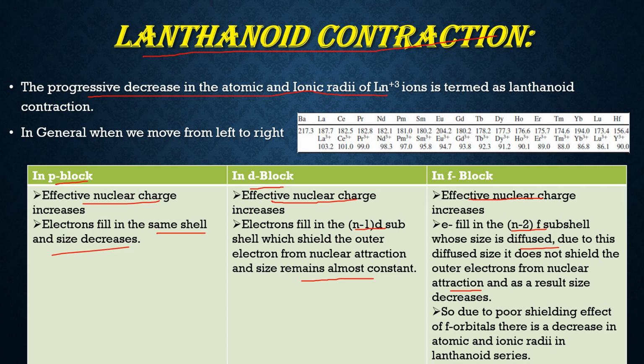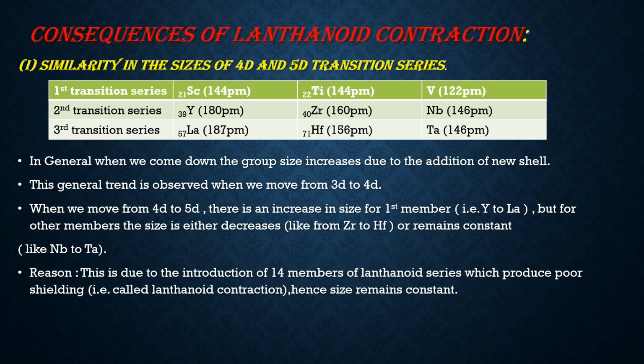So what is the reason for the lanthanoid contraction? The poor shielding effect of f subshell due to its diffused shape. So this is the reason for the lanthanoid contraction. Now the next is consequences of lanthanoid contraction. The first consequence is similarity in the size of 4d and 5d transition series.